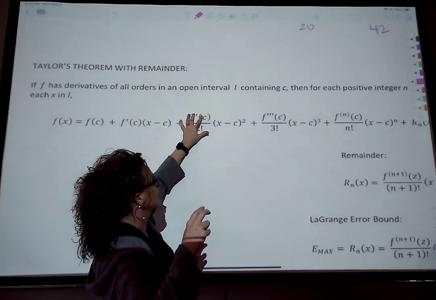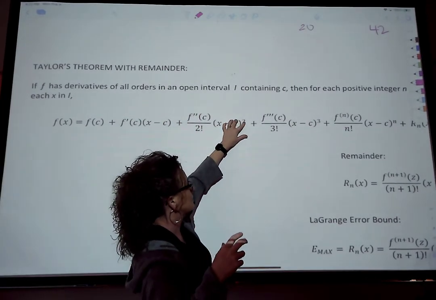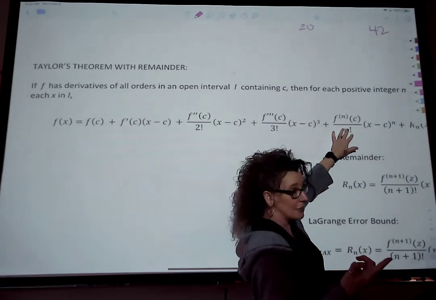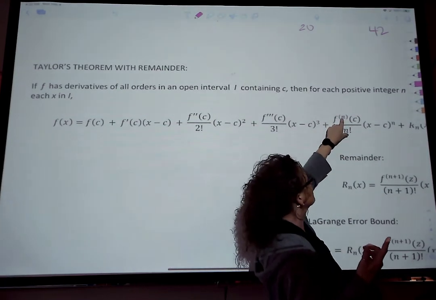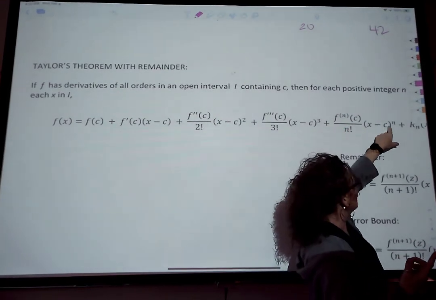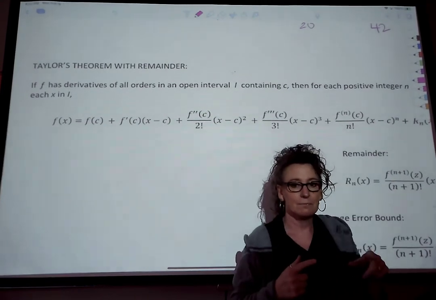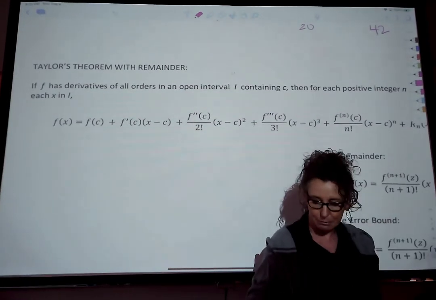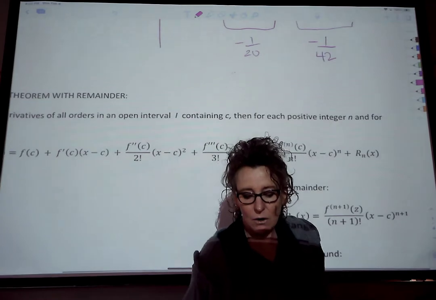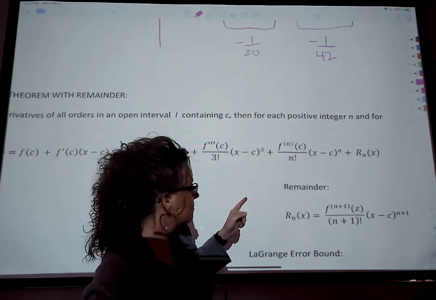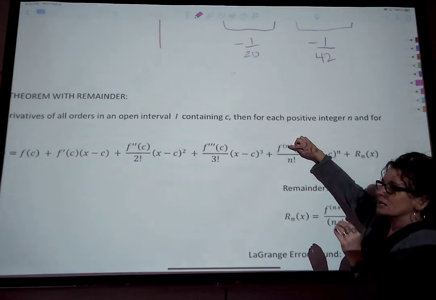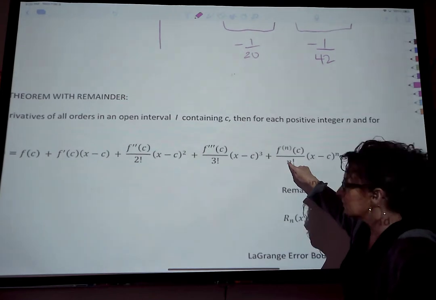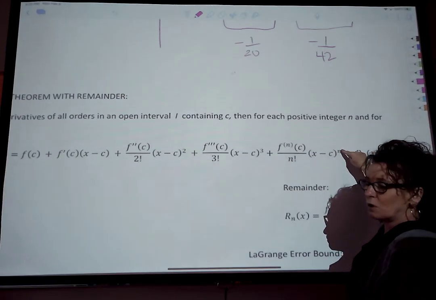And then we do our second derivative there over 2 factorial, and this is squared. And our third derivative over 3 factorial, and so on, until we get to our nth derivative, n factorial, and that's raised to the nth power. Cut it off there. What's the next term? Well, the next term would be the n plus 1th derivative over n plus 1 factorial, quantity to the n plus 1 power.